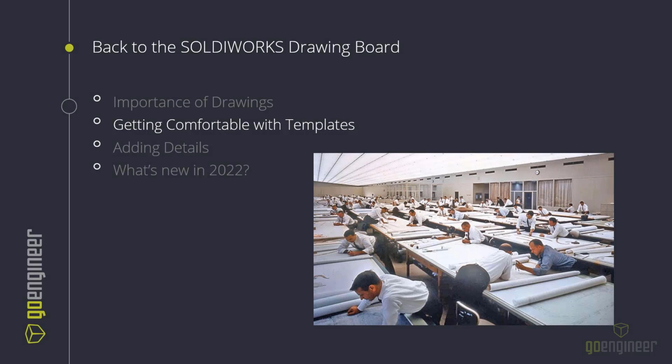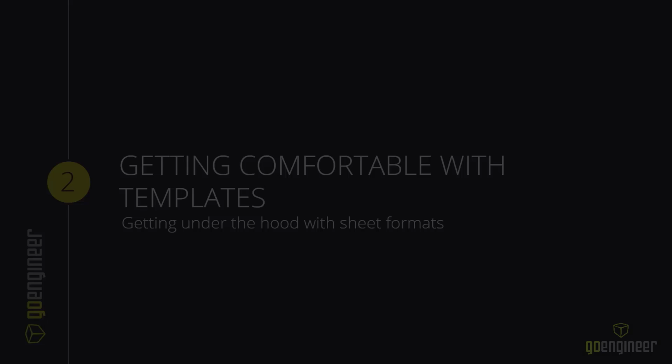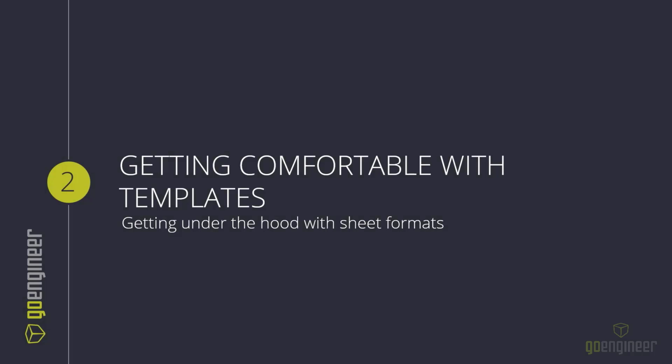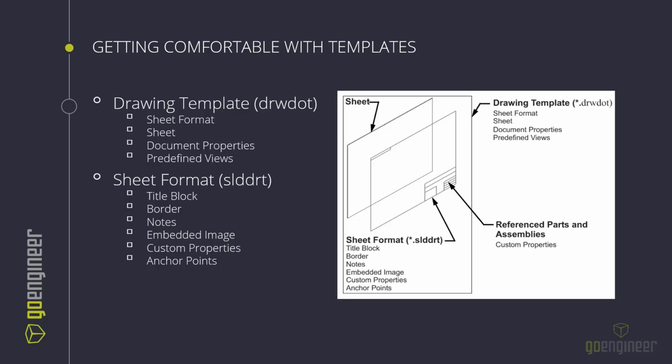So that gets us into getting comfortable with our drawing templates. We're going to take a look at drawing templates and sheet formats. You may have seen this graphic before. If you're not familiar with drawing templates and how they work, there are actually two file formats. You have your drawing template that has the sheet format, so that's your drawing sheet size and orientation of the drawing. It contains the sheet format and the sheet document properties, things like your units and other settings particular to that drawing file, and also any predefined views. And we'll look at what predefined views are later in this presentation.